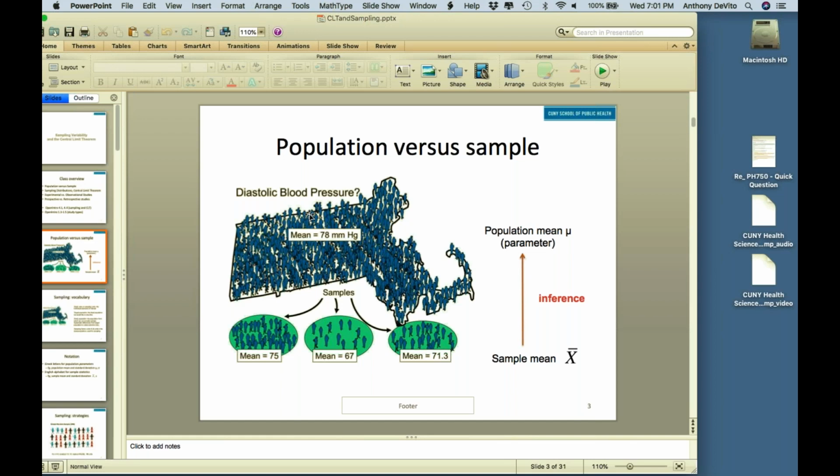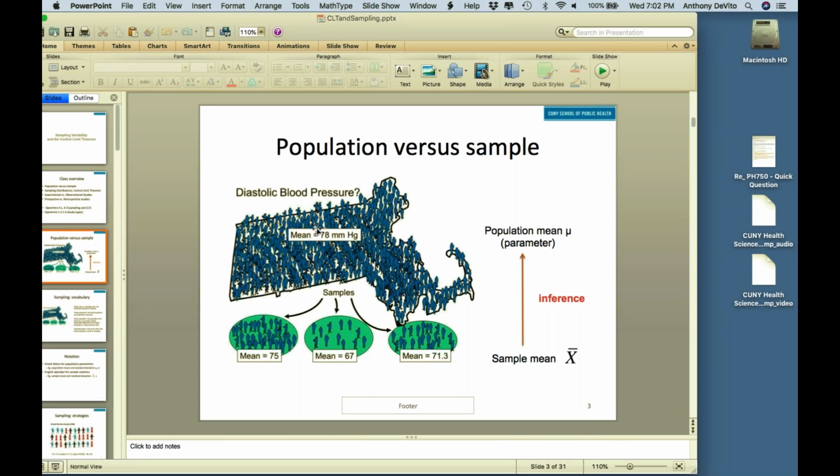Okay, so let's talk about population versus sample. When we're talking about a population, the symbols that we use are Greek symbols: mu for the average and sigma for the standard deviation, or variability. Now, this looks like Massachusetts, right? There's Cape Cod. So this is everybody in Massachusetts.